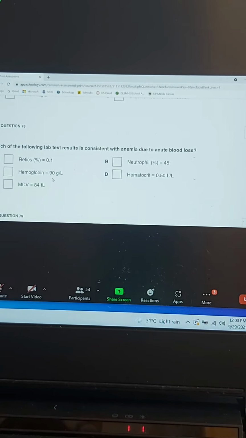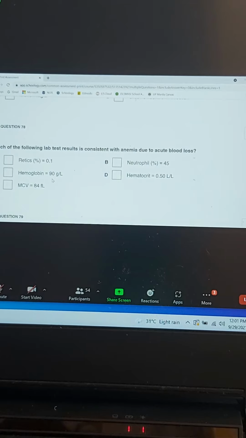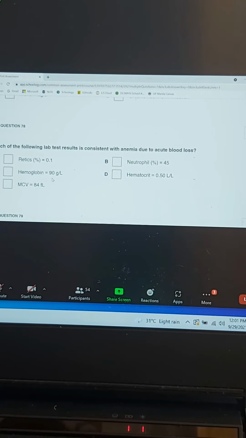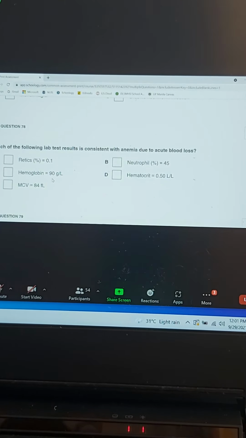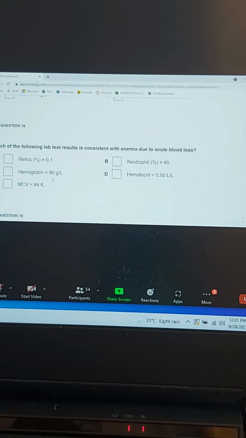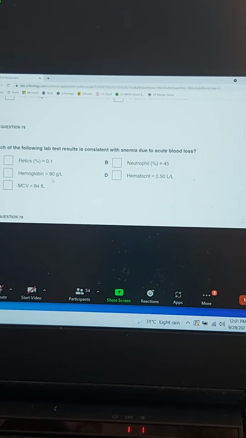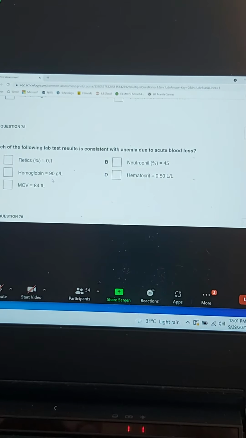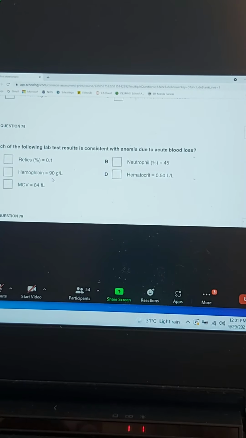MCV of 84 femtoliters. So, this one is consistent. Why? MCV kasi normal. Ibig sabihin, normocytic yung ating blood cells. Di ba sabi ko nga kanina, yung ating anemia due to acute blood loss, this is a normocytic normochromic anemia.